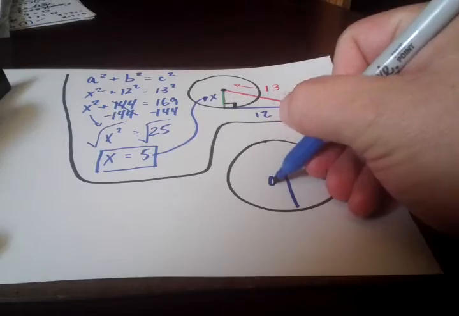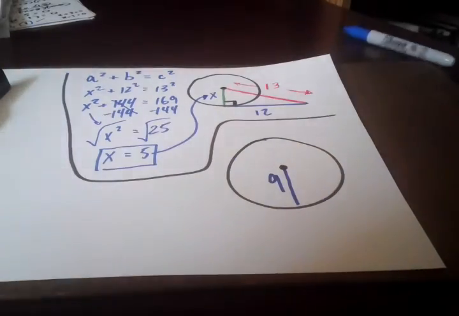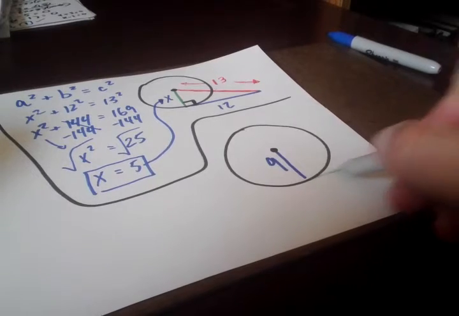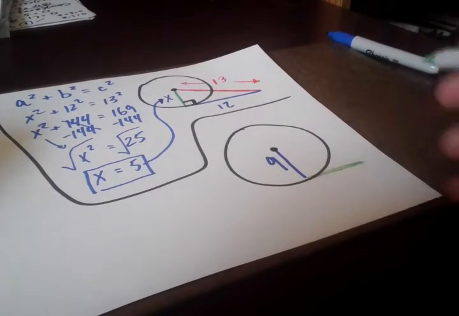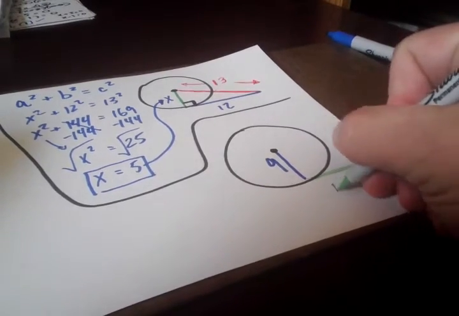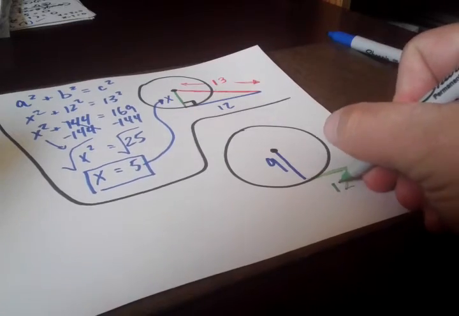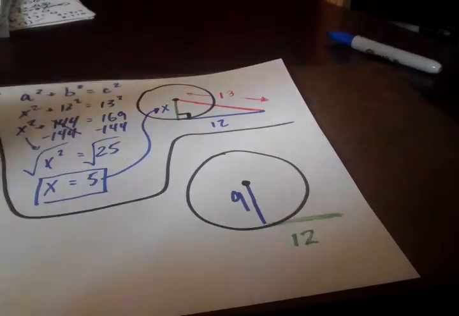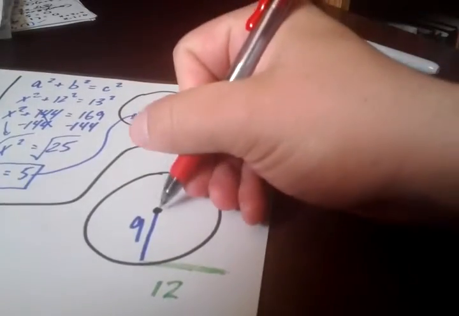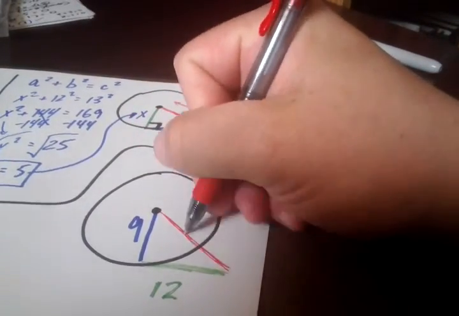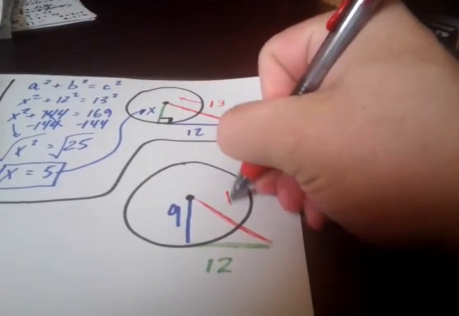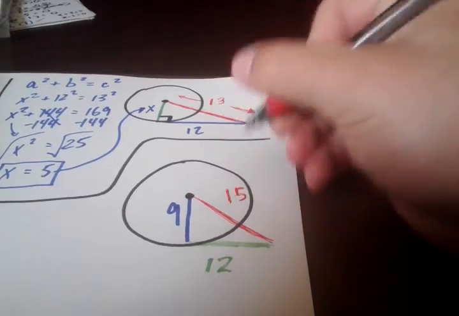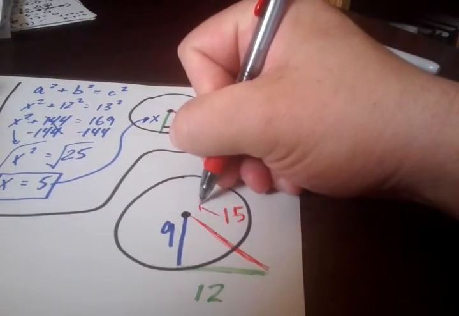All right, so this side is blue and it's 9. And then they have this side down here, this green side, they have at 12. Okay, and then last but not least, they have this red side, which they are saying is 15. All right, so they say it's 15 from here to here.